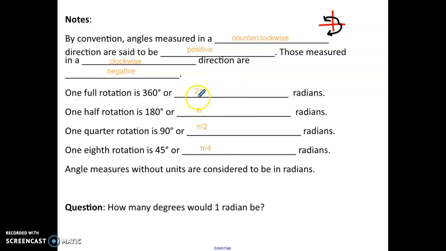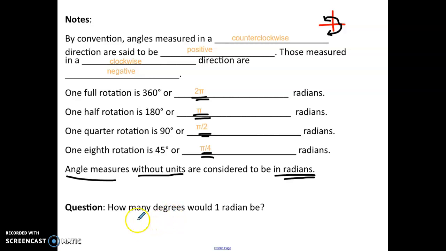We already said that 1 full rotation would be 2 pi radians, so then half a rotation would be pi radians, a quarter of a rotation would be pi over 2, and an eighth would be pi over 4. So if you just keep cutting that 2 pi in half, you'd figure out all of those. This part's very important. If you're given an angle without a unit, that's how you know it's in radians. There is no unit for radians, and then you know it's in radians.